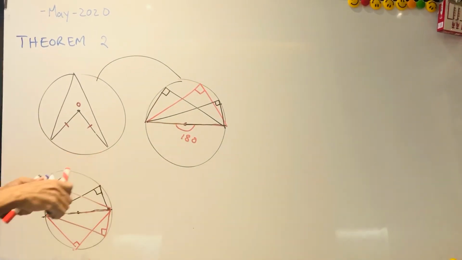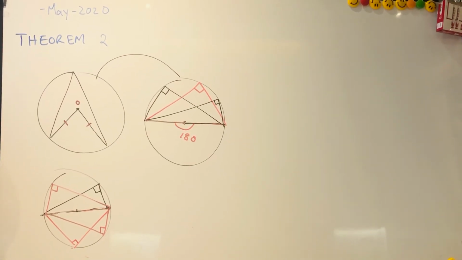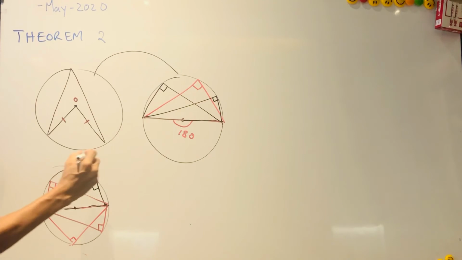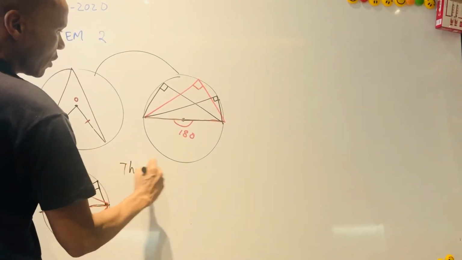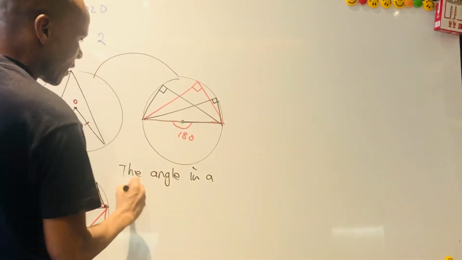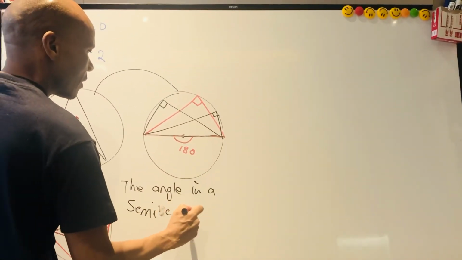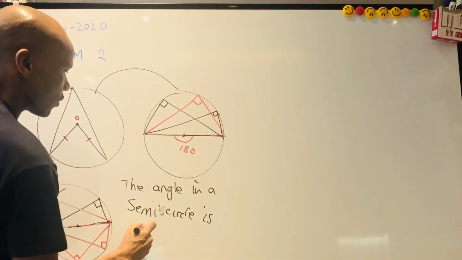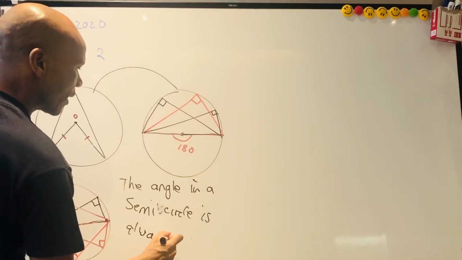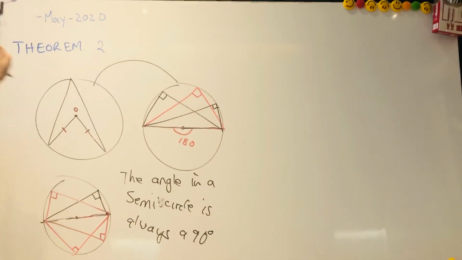So what will the theorem be? It will be angle at the semicircle, right? The angle in a semicircle is always a right angle, a 90 degree angle. That is theorem 2.